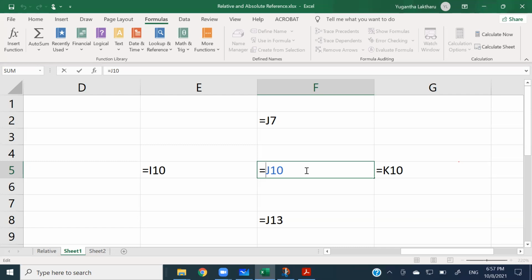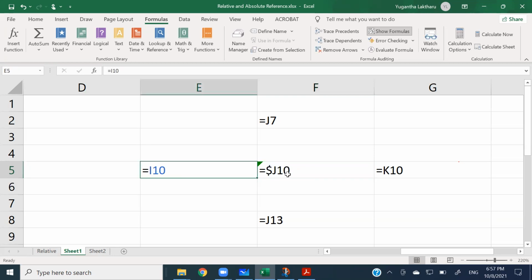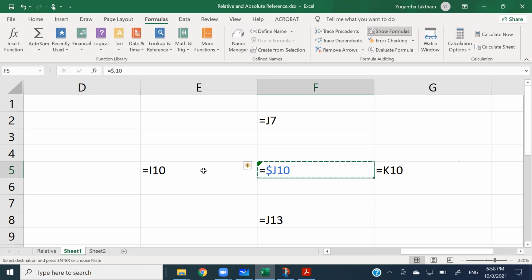Right? Now look at this. I'm going to put a dollar sign to the left of the J. Right? So previously, when I copied this particular formula to here, J changed to I. Copy. Now let's see what happens here. Now I'm copying this and pasting it over here on the same cell. Look at what's happening. Did you see that? It's still $J10.